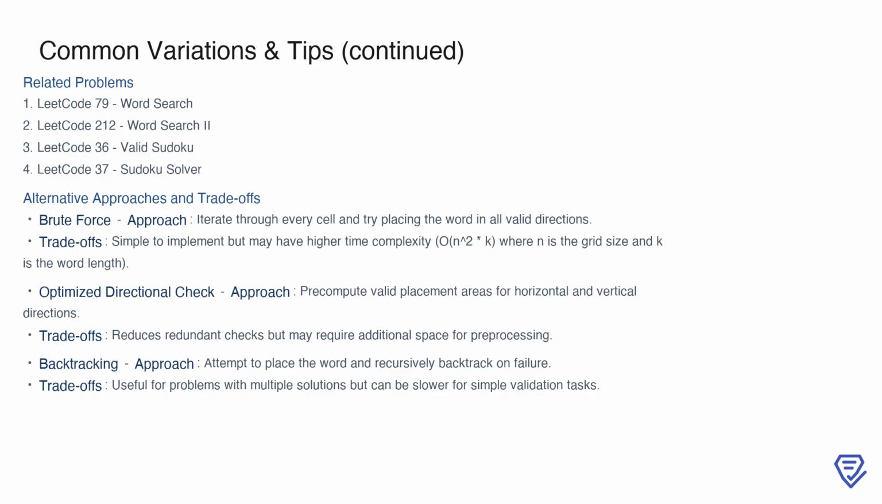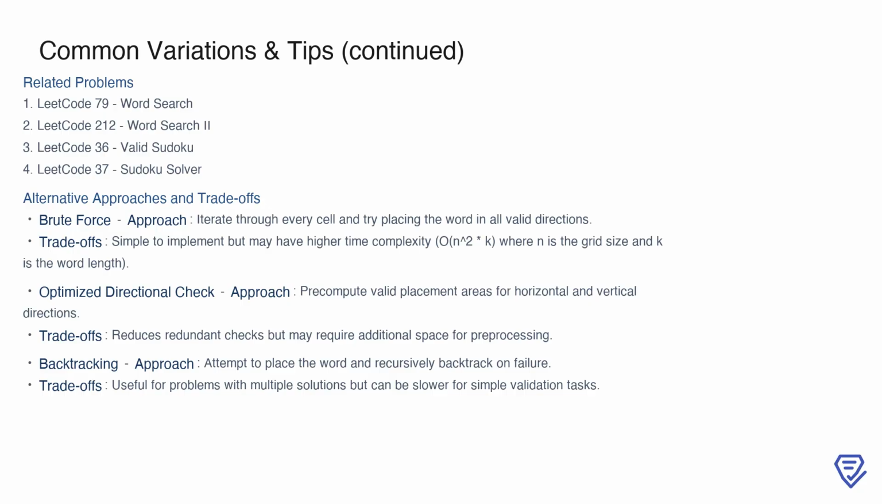When considering alternative approaches, brute force is a straightforward option where you iterate through every cell and attempt to place the word in all valid directions. While simple to implement, this method can be inefficient, with a time complexity of n²k, where n is the grid size and k is the word length.